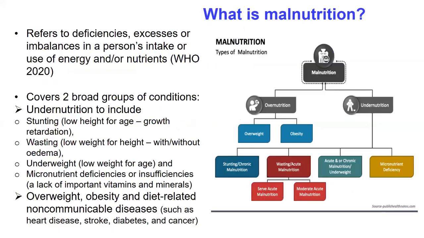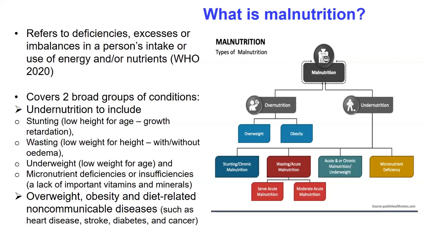So, as you all may be aware, malnutrition refers to deficiencies or excesses or imbalances in terms of one's intake or use of energy or nutrients. This is based on WHO 2020. And malnutrition can broadly be grouped into two conditions: under and over nutrition. My focus is a lot on children, and of course that's my background in terms of specialty.